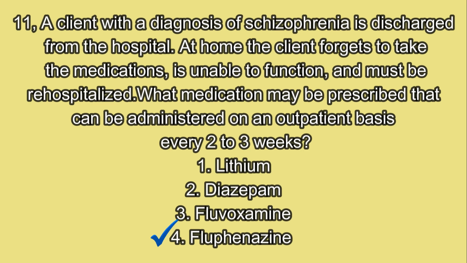4. This medication can be given IM every 2 to 3 weeks. It allows clients who are unreliable in taking oral medications to live in the community while keeping the disorder under control. 1. Lithium is a mood-stabilizing medication that is given to clients with bipolar disorder. 2. Diazepam is an anti-anxiety anticonvulsant not given for schizophrenia. 3. Fluvoxamine is a selective serotonin reuptake inhibitor. It is administered for depression, not schizophrenia.